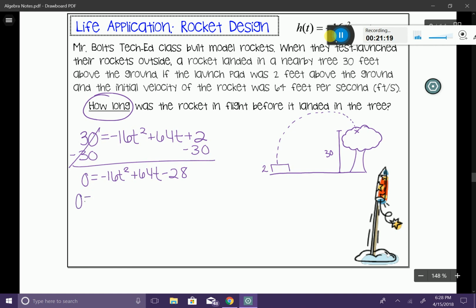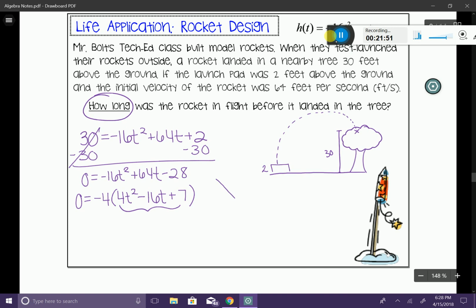0 is equal to, I think that I'm going to pull out a negative 4. So I'm going to go ahead and pull out a negative 4 here. That means I'll be left with 4t squared minus 16t, and then plus 7. Okay, there I have my trinomial, but you'll see that my new trinomial now has a coefficient that's greater than 1. So I actually have to do some work now.